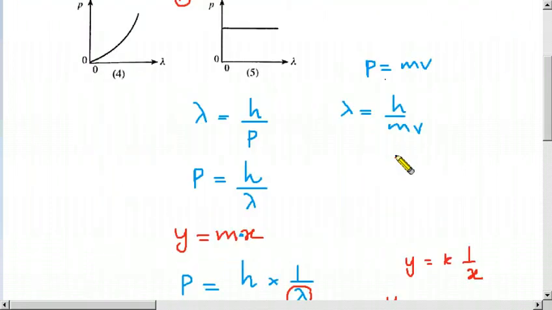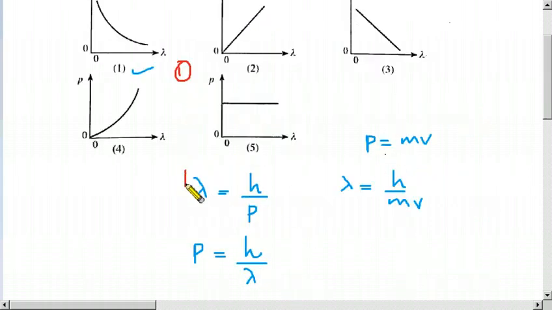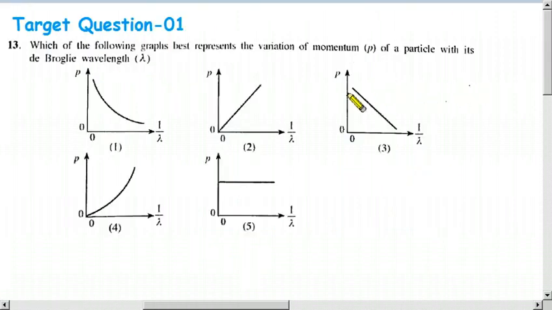So children, I think you can understand this. This is not a difficult question, but you should remember this equation. If you don't remember this equation, you can't solve this problem correctly. Now children, here is our target question, question number 1. Now try to solve this on your own, without watching my video, without watching the answer. Honestly, on your own. Now pause the video.